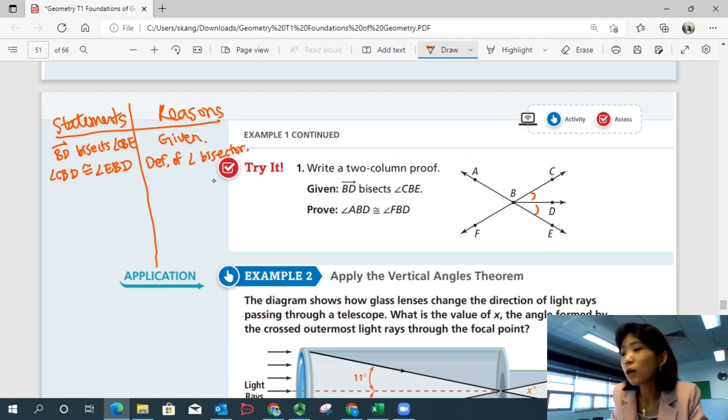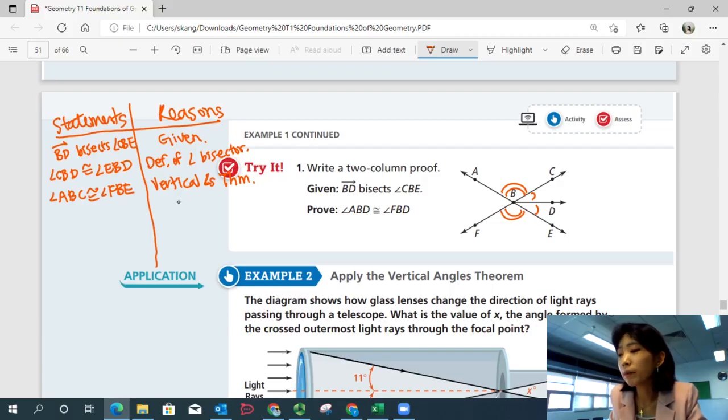Okay? And then what do we just learn about vertical angles? ABC and FBE should also be congruent because they're vertical angles, right? So angles ABC and FBE are congruent by the definition of vertical, oh wait, this is not a definition, sorry. You can say by vertical angles theorem. Okay, I'm abbreviating them, but this is vertical angles theorem.